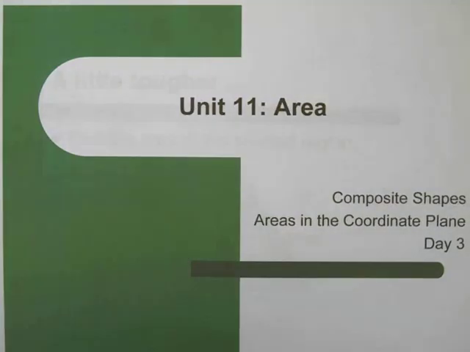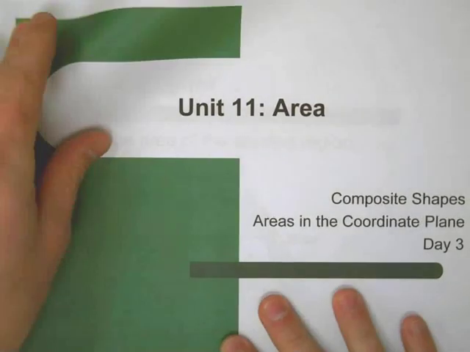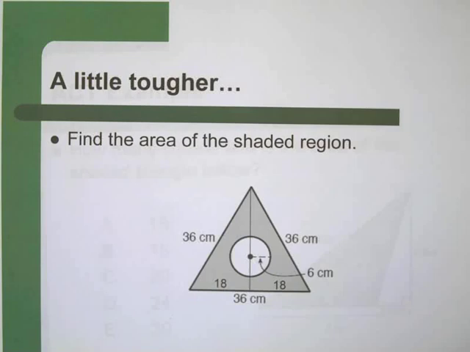Okay, this is the second video of the day. This is part 2 of our formulas on area. We're dealing with composite shapes and areas in the coordinate plane. This is day 3 information. So we're going to continue what we were doing last time. We've already talked about composite figures and what they are, so let's just do a little tougher problems, right?